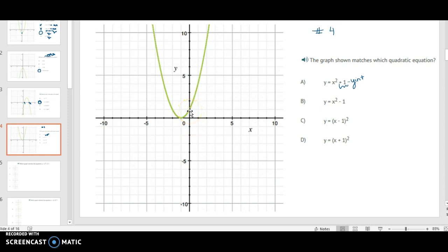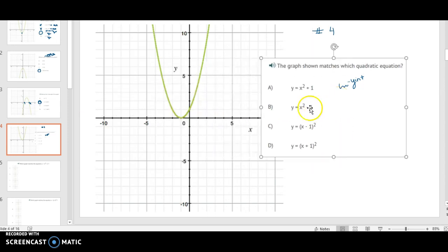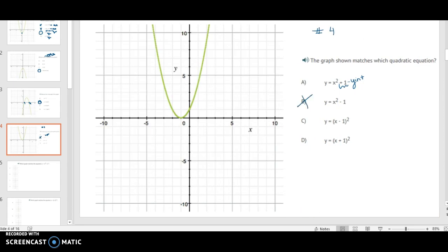So it could be A. We can't eliminate A just yet. All right? So B, this has a y-intercept of -1. Look at me. We know that's not true. So we know it can't be B. That's a goner.